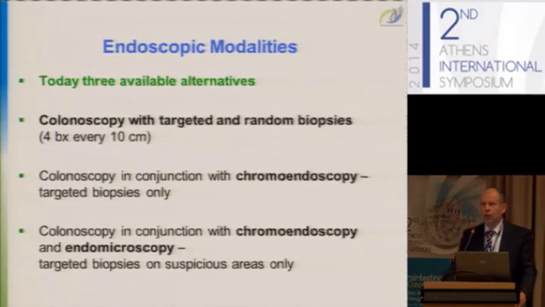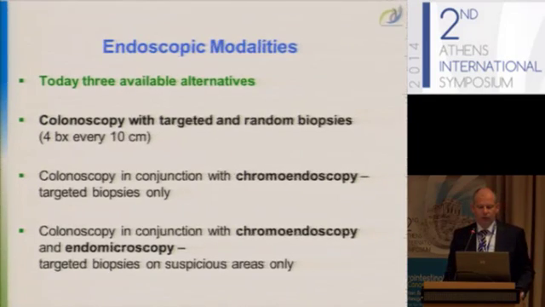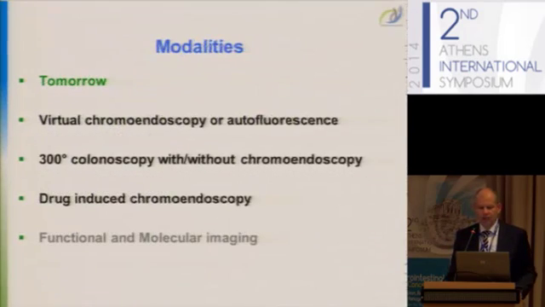At the moment, we do have three endoscopic possible modalities. One is the classic, which is colonoscopy with targeted and random biopsies. The next is maybe the new standard, which is colonoscopy in conjunction with chroma-endoscopy, and you only do targeted biopsies. And then maybe advanced and only in dedicated centers where it is available, you can combine chroma-endoscopy and endomicroscopy to target your biopsies only to suspicious areas.